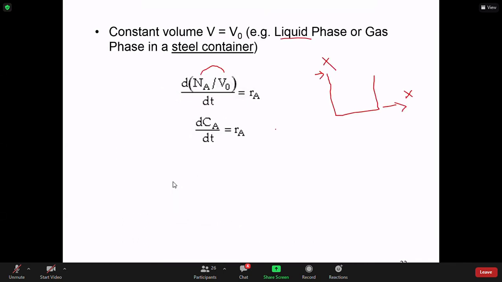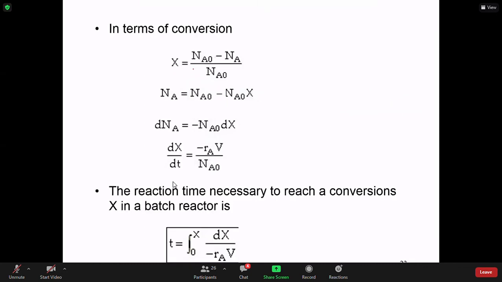Then, because the reactor involves conversion, we need to integrate with conversion. So we already know that the conversion in a batch reactor is the change in moles of the reactant being fed, which is NA naught minus NA over NA naught. So the change in concentration over concentration, or moles, is the same over the initial number of moles of reactant being fed. So we arrange this.